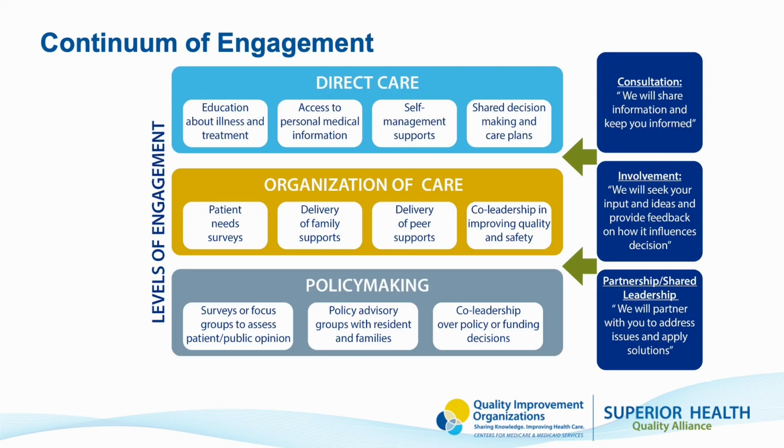In this diagram, you see an outline of the continuum of engagement. These are the levels that need to be part of the discussion. Direct care in all of its components must be clear to all individuals who are served by the organization. The organization of care must reflect the wishes of those who receive it. An accessible and understandable way to share feedback must be present.